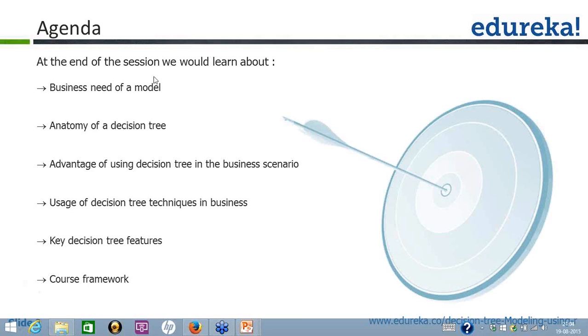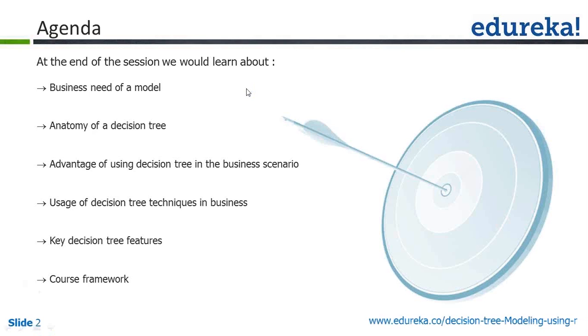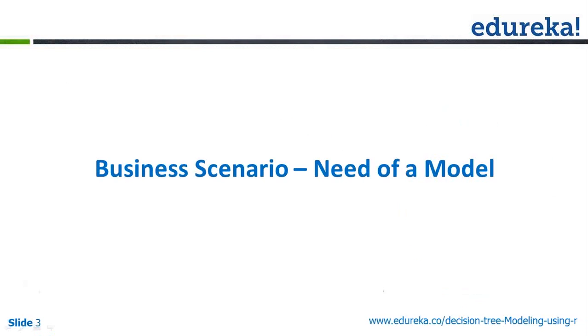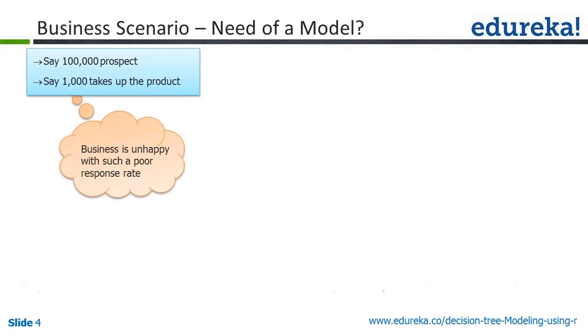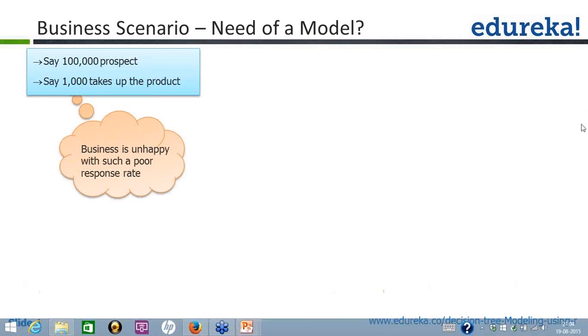But let's start with the business need, because why do we need a predictive model? What kind of thing are we trying to predict? Let's understand that. That will help us a lot to remain interested in the course. First, let's talk about a scenario. Let's say you sent a mailer to 100,000 prospects, and how many ultimately took your product? 1,000. So what is the response rate? What percentage of people are taking your product?